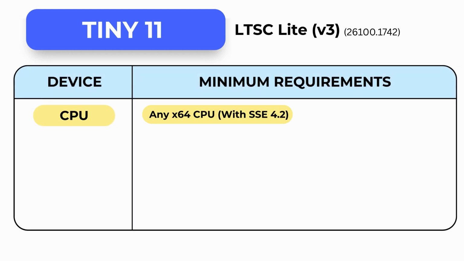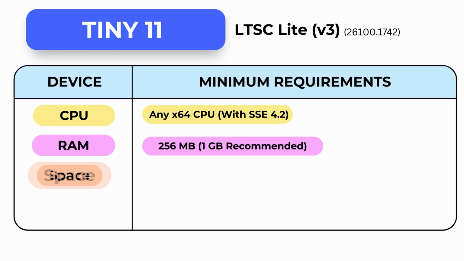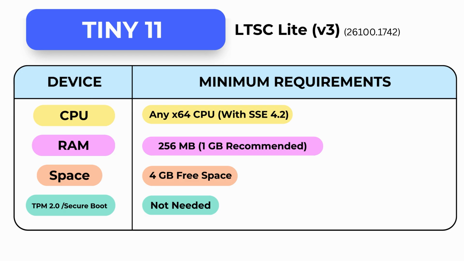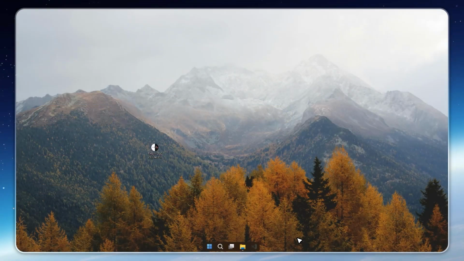Forget 20 GB installs. This is Windows 11 in just 4 GB. It's the fastest ever, with zero bloat and full support until 2034.